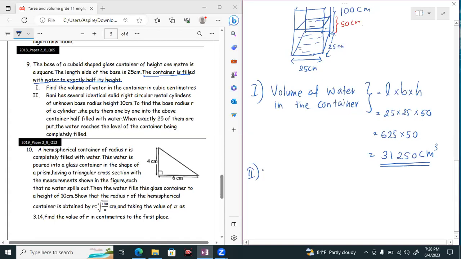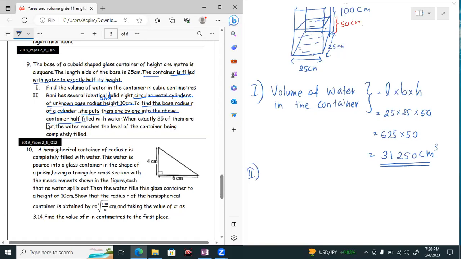Rani has several identical solid right circular metal cylinders of unknown base radius, height 10 centimeters. Right circular metal cylinders of unknown base radius and height. It should be and. Between radius and height, the word and should be there. To find the base radius of a cylinder, she puts them one by one into the above container half filled with water. When exactly 25 of them are put, the water reaches the level of the container, being completely filled.